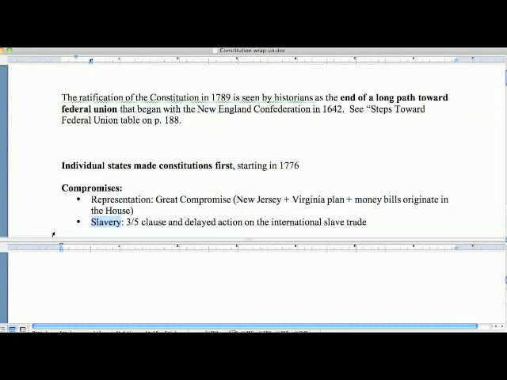And then the second slavery compromise was over the international slave trade, and the Constitution said that no action would be taken on this until 20 years after the ratification of the Constitution.